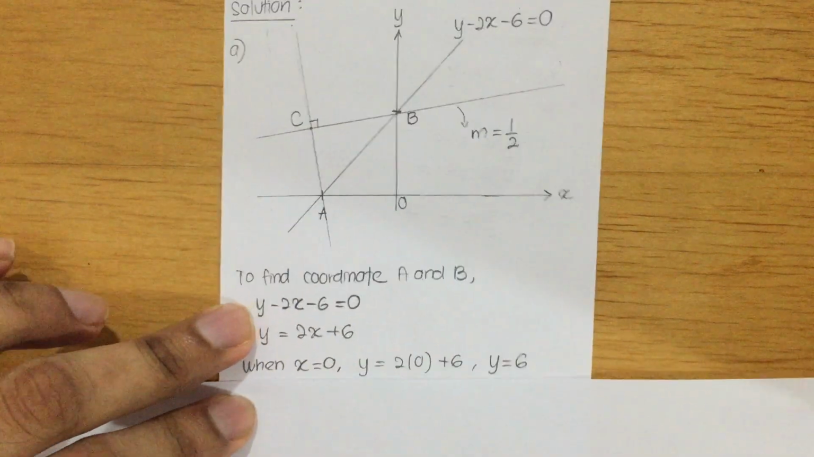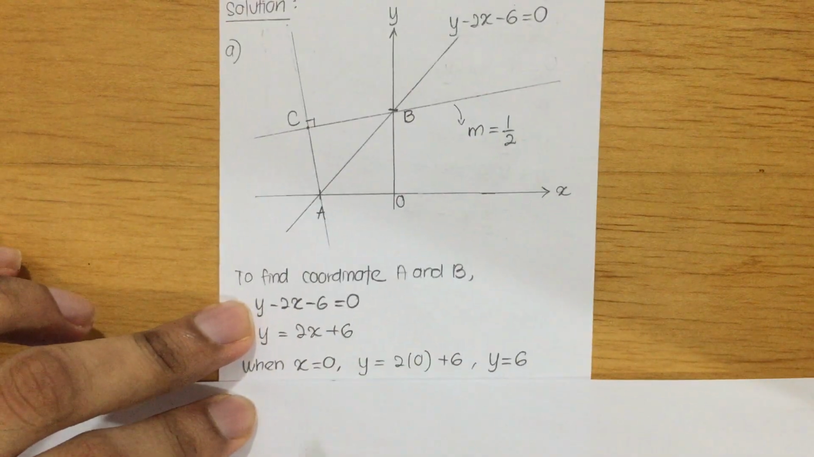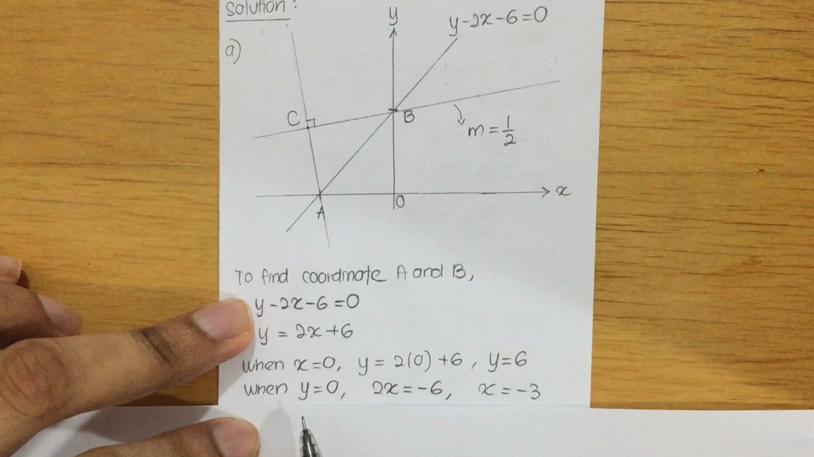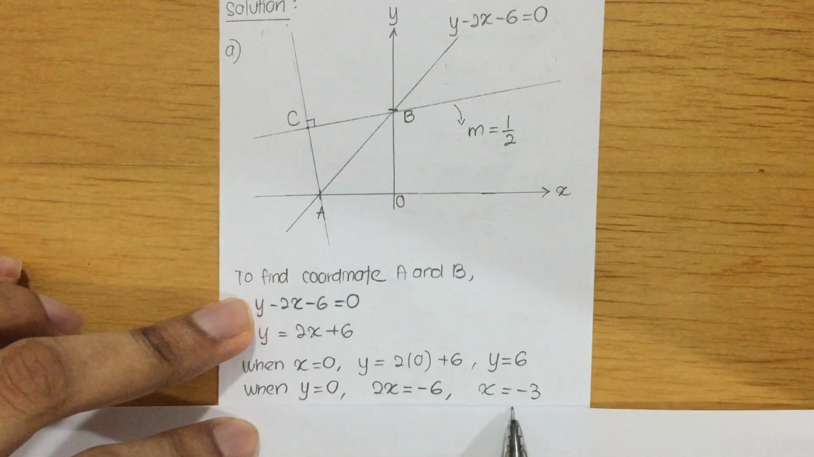But then to find the x-intercept, you need to let your y equals to 0. So when you let your y equals to 0, you get 2x plus 6 equals to 0. So your 2x equals to negative 6. And then you get your x equals to negative 3.